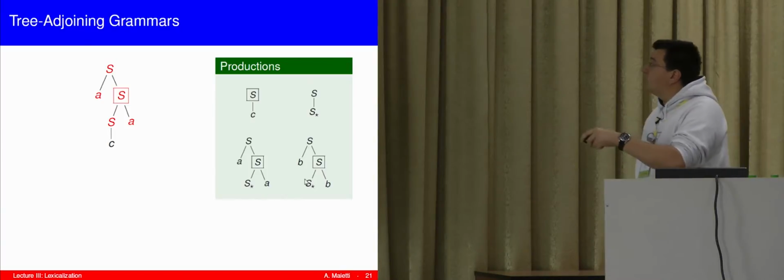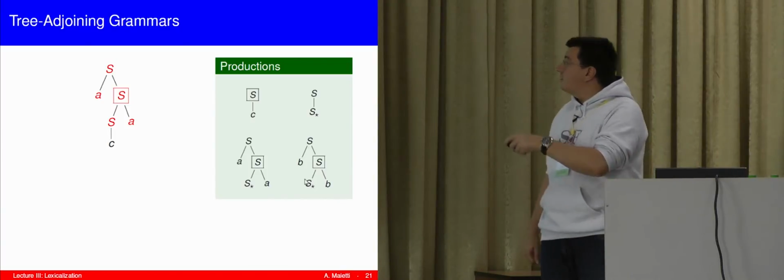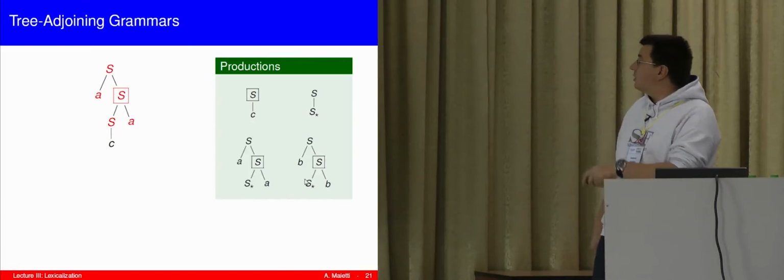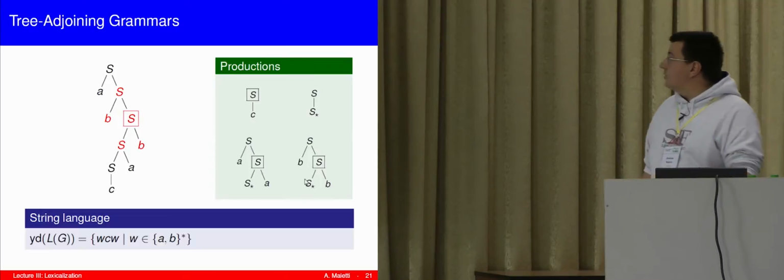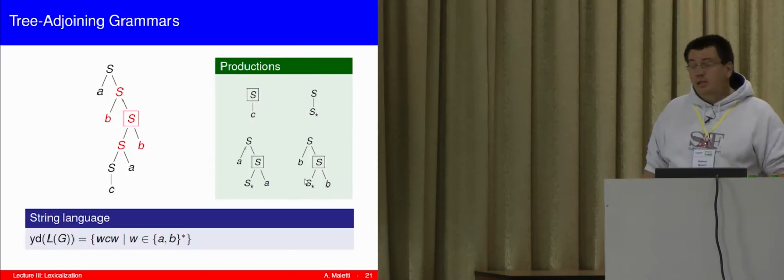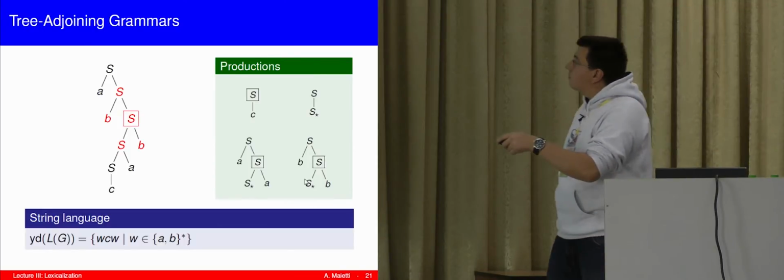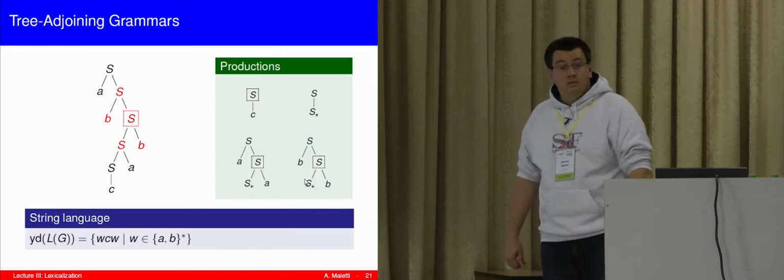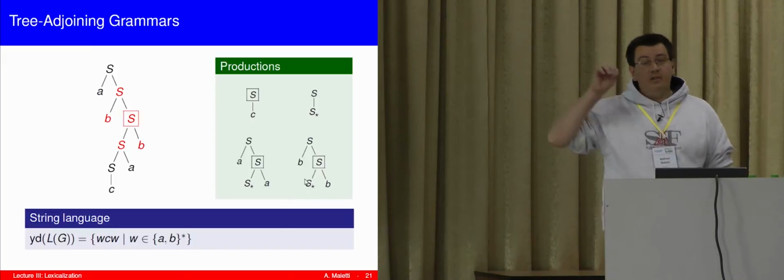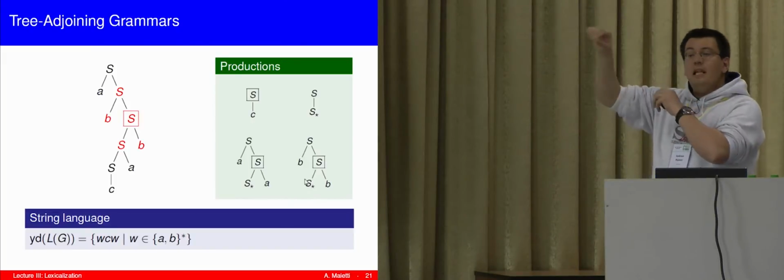So this is what you get. Then you can expand this S, maybe with the B production. You're going to end up there. And you can do this again, and again, and again. And what you'll see is that at the same time, you grow this part and this part. Right? Because you have this recursion now, which is in the middle of the tree.